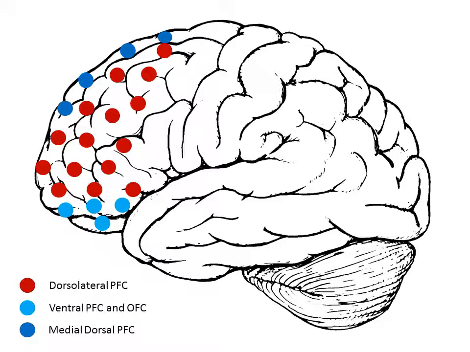So here you can see a lateral view of the brain, and I've divided up the prefrontal cortex into medial, dorsal, ventral, including the OFC, the orbital frontal cortex, and the lateral or dorsolateral prefrontal cortex. The darker blue at the top would be our dorsal medial or medial dorsal prefrontal cortex. In the red is the lateral dorsal or dorsal lateral. And then in the lighter blue, we have the ventral prefrontal cortex along with the orbital frontal cortex.